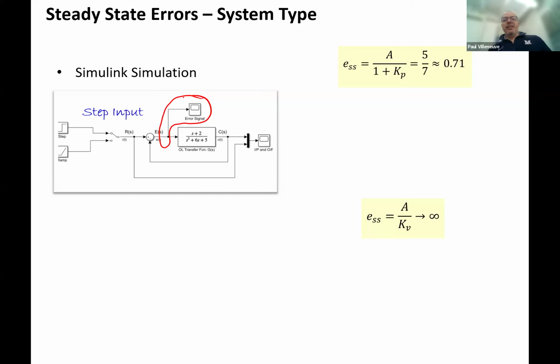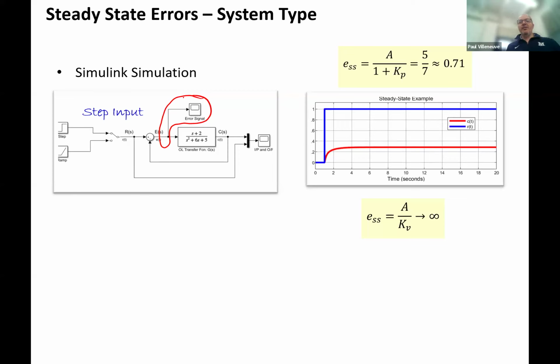So if you were to run this in Simulink, here's your steady state result. You can see the blue is my input. I gave it a unit step. And then the red is the output. Sorry, that's not ESS, that is the output. So this is the input, this is the output. The difference between these two, that's ESS. And you can see it's constant the entire time. It doesn't go away. It doesn't increase. It doesn't decrease. It stays constant.